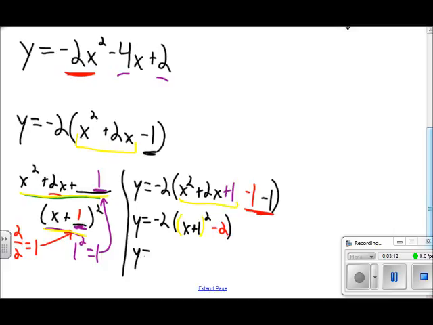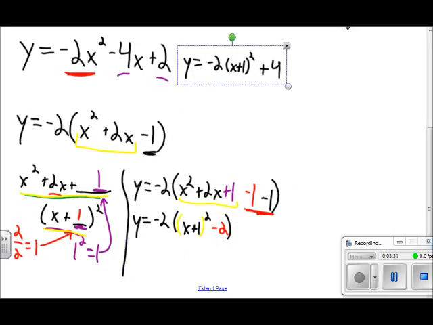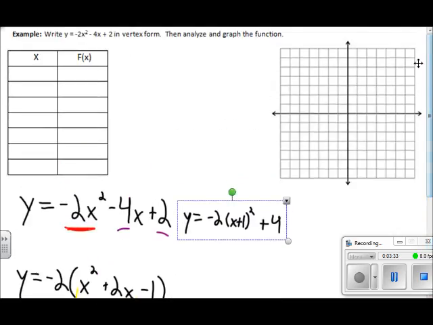From here we say y equals negative 2. We distribute it, negative 2 times our x plus 1 squared, and negative 2 times our negative 2 is 4. So in this case, here, we now have our equation in vertex form. So I'm actually just going to bring this up with us.